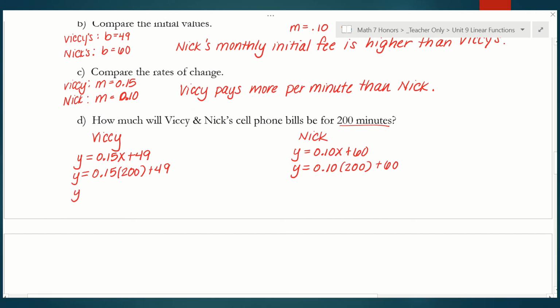Alright, so let's type this in our calculator. 0.15 times 200 plus 49. So I'm getting that Vicky's bill is going to be $79. And if I type in Nick's, 0.10 times 200 plus 60, I'm getting that his bill is $80. Okay, so they're only $1 off for using the same amount of minutes.